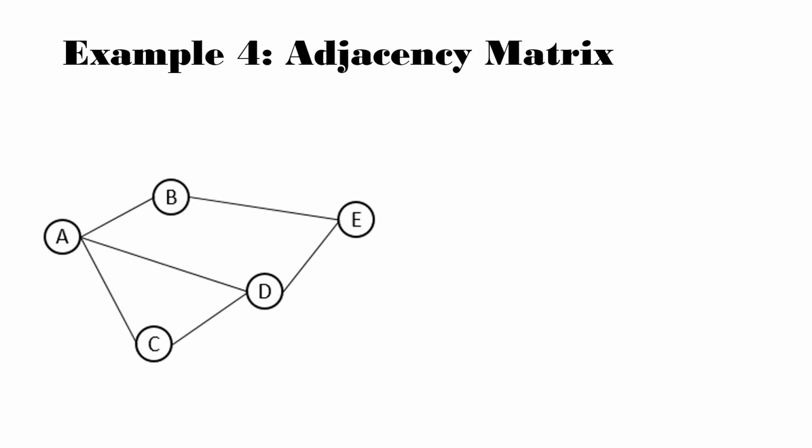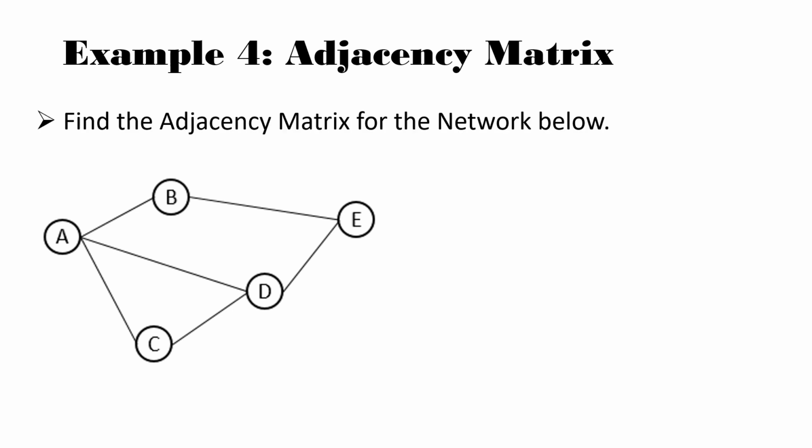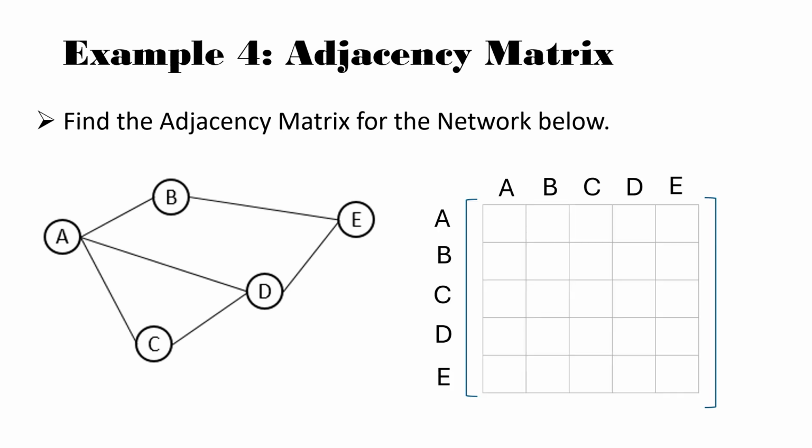So this is example 4, and we're asked to find the adjacency matrix for the network below. Remember that adjacency matrix is just asking us to make a matrix storing the information about how many connections each node has. So to make this easier, I'm going to set this up with a little grid. You don't need a grid, but when you're working in your exam, you'll have square paper. If you're working in class, square paper can be helpful here just to see where everything goes.